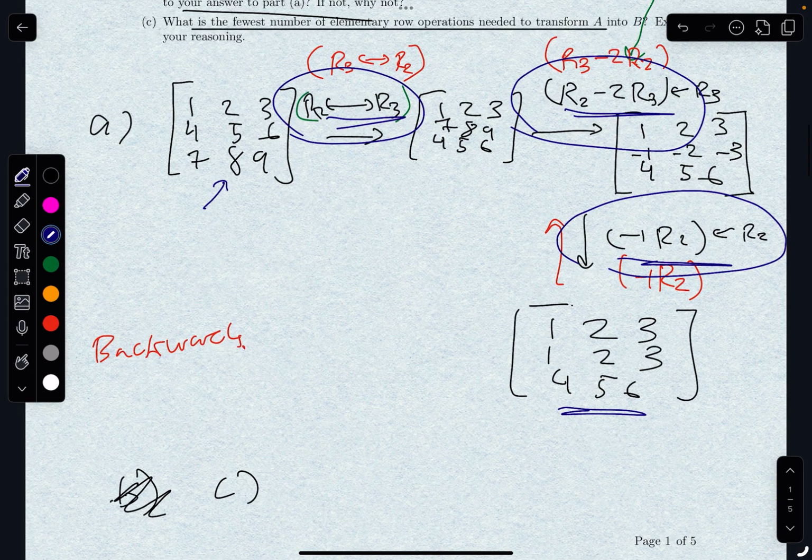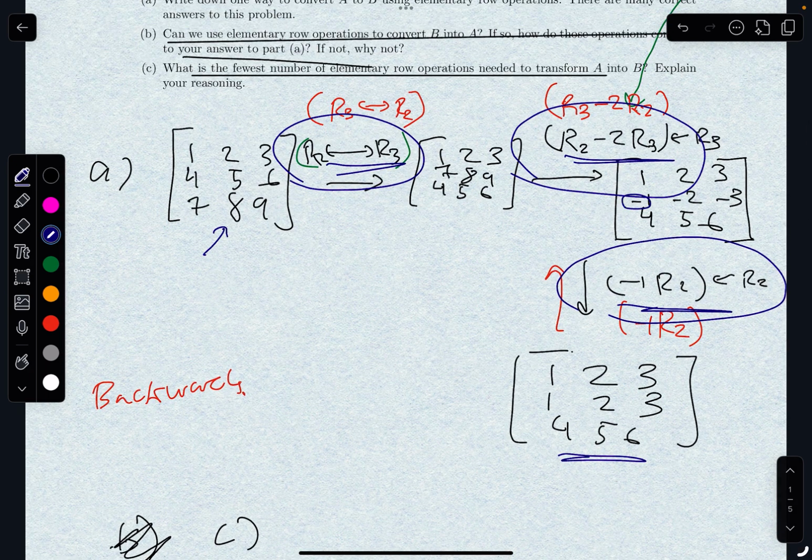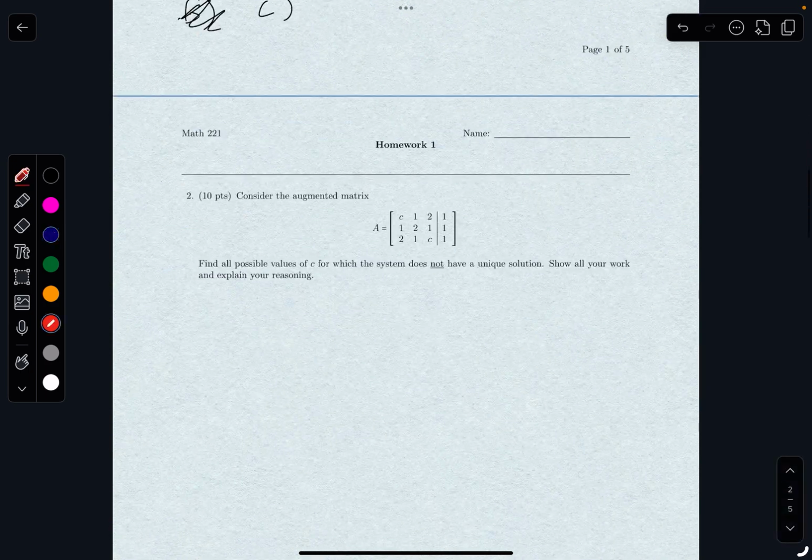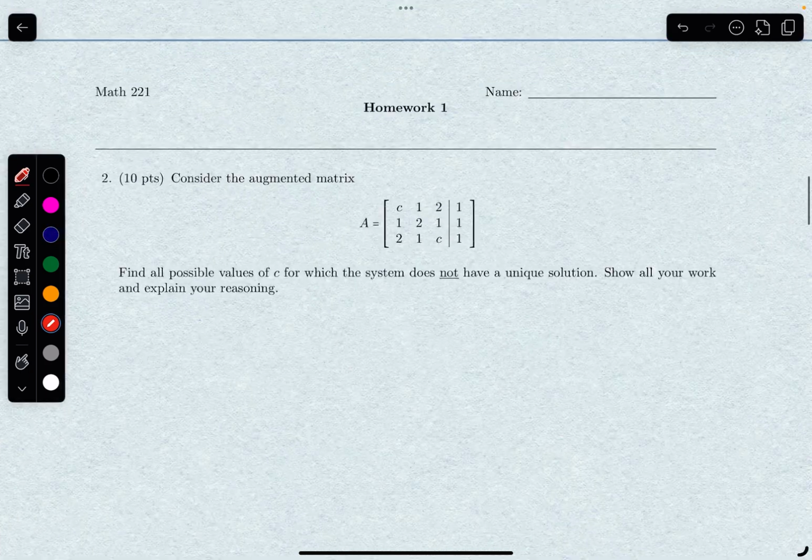If you get here, you notice that it's a negative. So to get from here to here, we had a switch, which is 1. You need that. And then from here to here, we had to subtract 2 times R3, which is the second one. And because there's a negative, we have to do it. So yeah. Okay. Now the next problem. So the next problem is essentially the following.